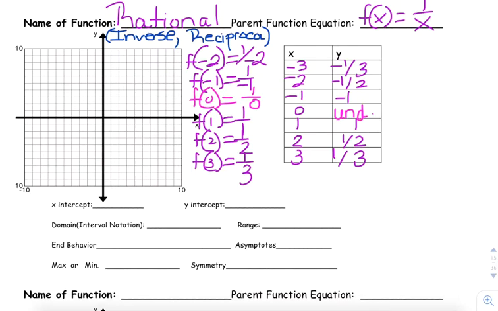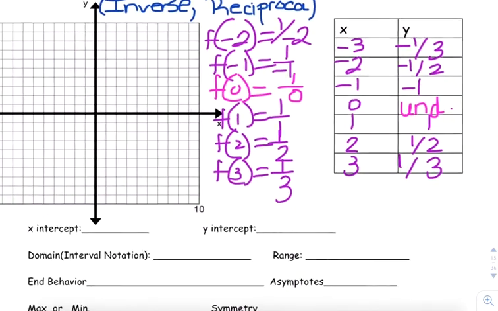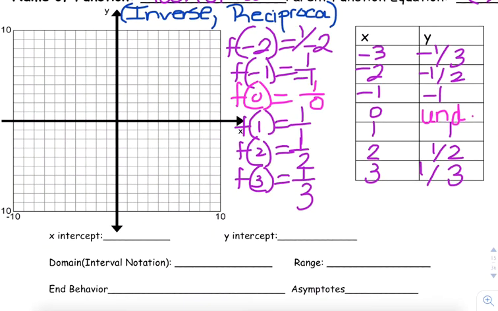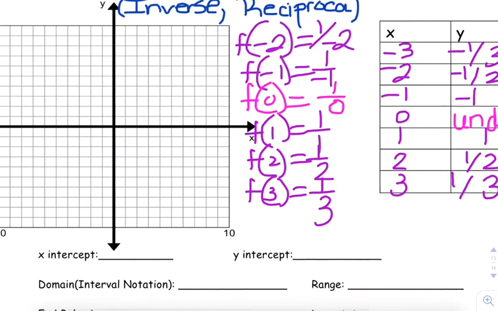The output is undefined. So let's graph and see what this looks like. Let's start with the points. Nothing at 0. So we start with 1, 1. At 2, we're a half. At 3, we're just a little closer. Then go on to the left side. At -1, we're at -1. At -2, we're at -1/2, and at -3, we're at -1/3. Kind of hard to get those on there.